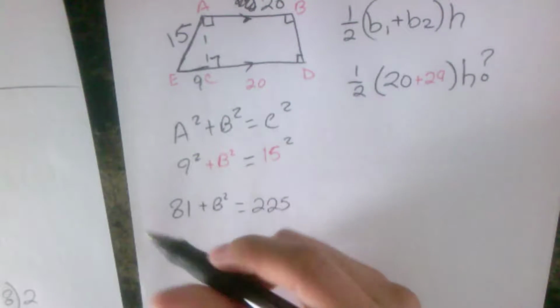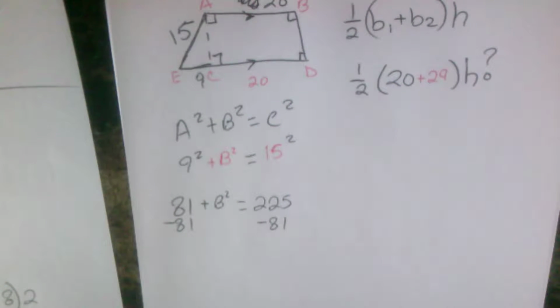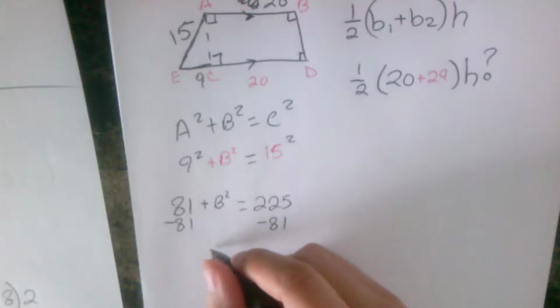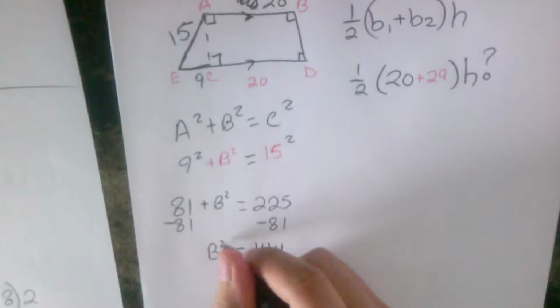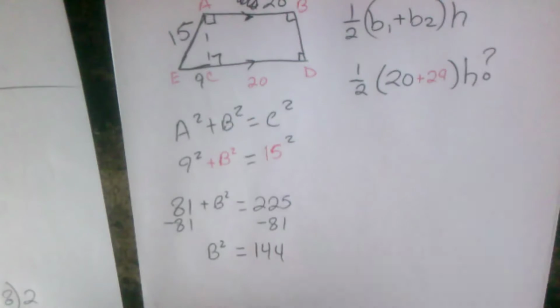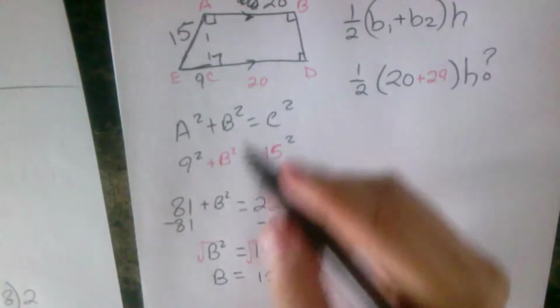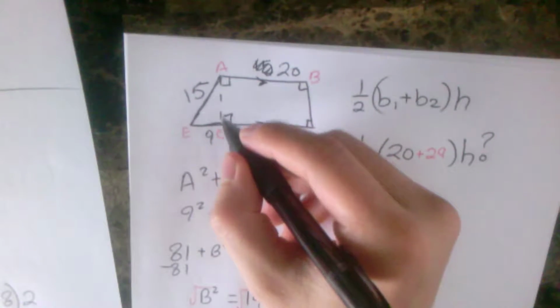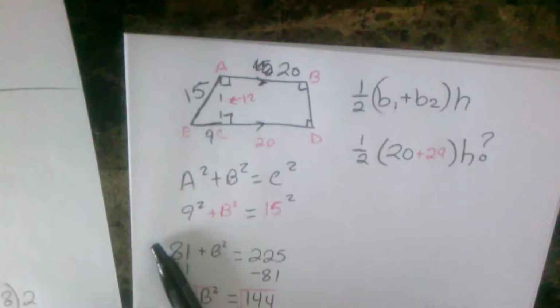And we'll just go ahead and subtract 81 from both sides. 225 minus 81. I'm just going to type it in a calculator. I don't really feel like doing it in my head. It's 144. Anyway, b squared is 144. And then you have to remember, get rid of that square. You have to square root both sides. And the square root of 144 is 12. So b is 12. That means that this side here, this height, must be 12.